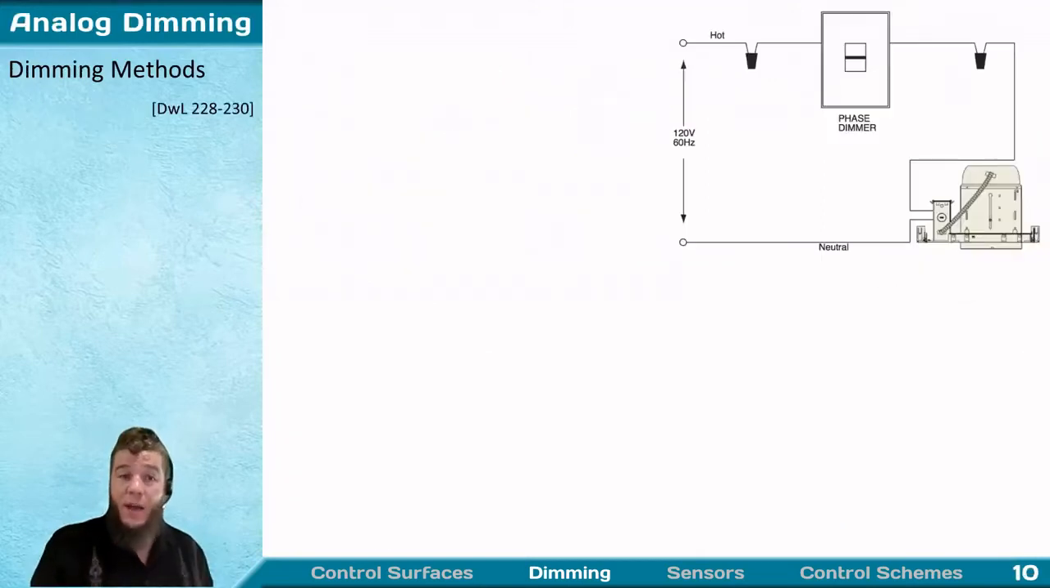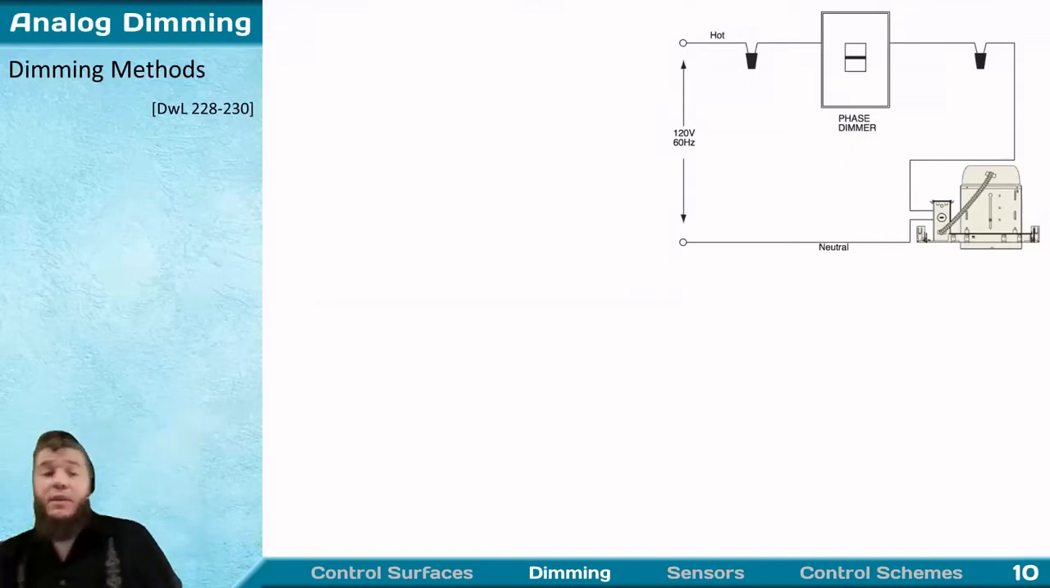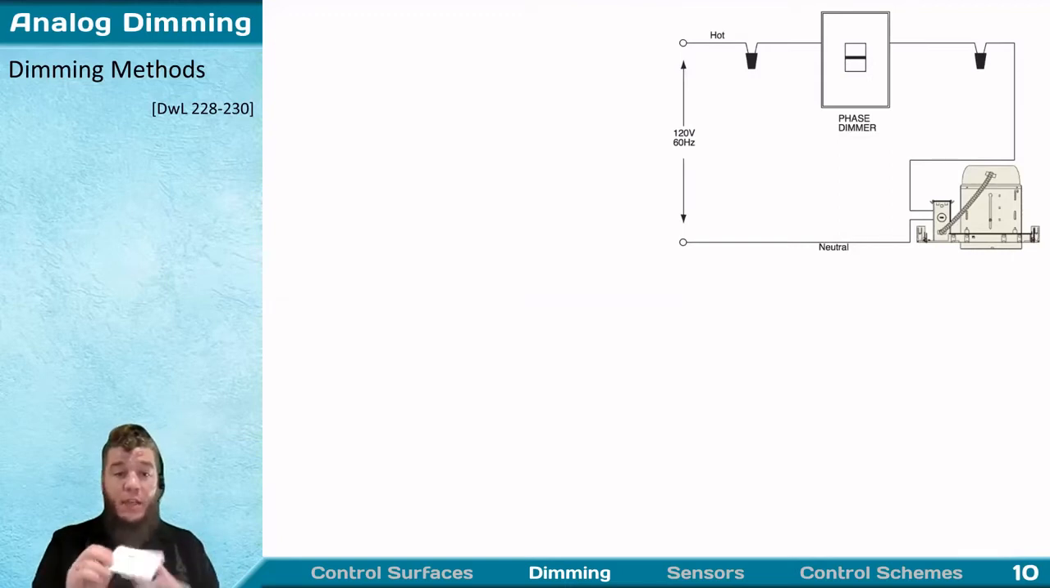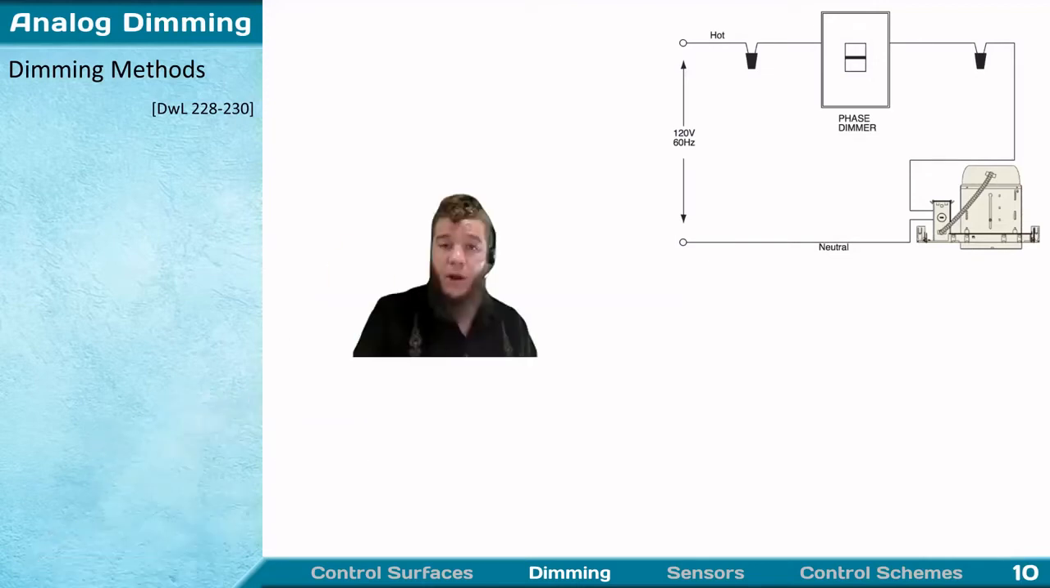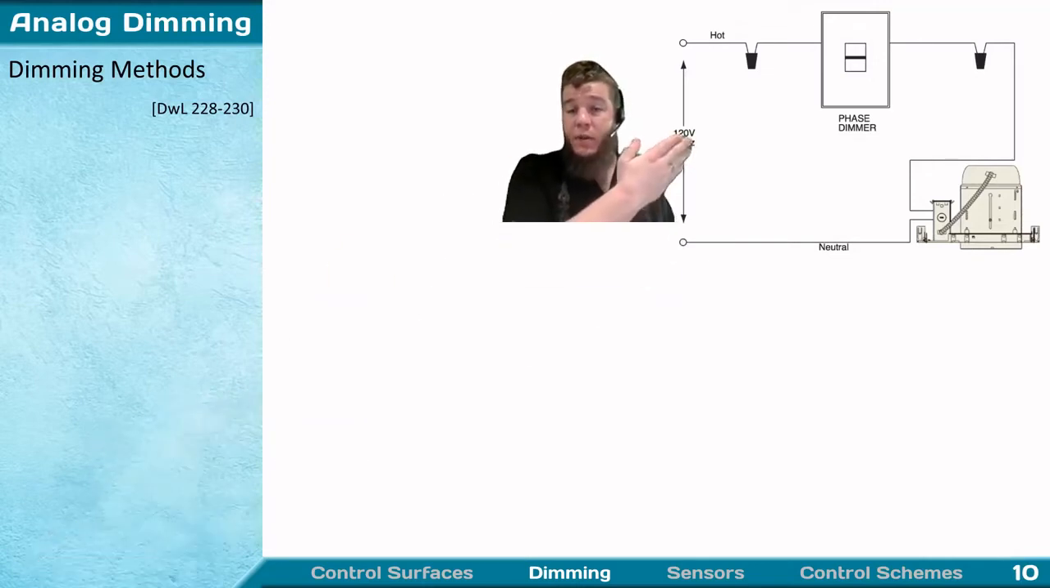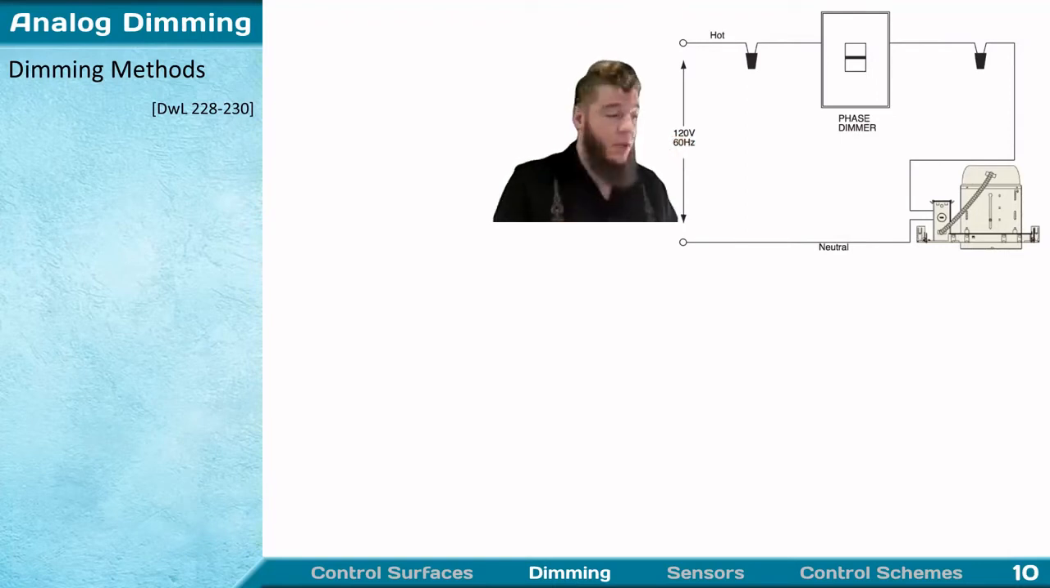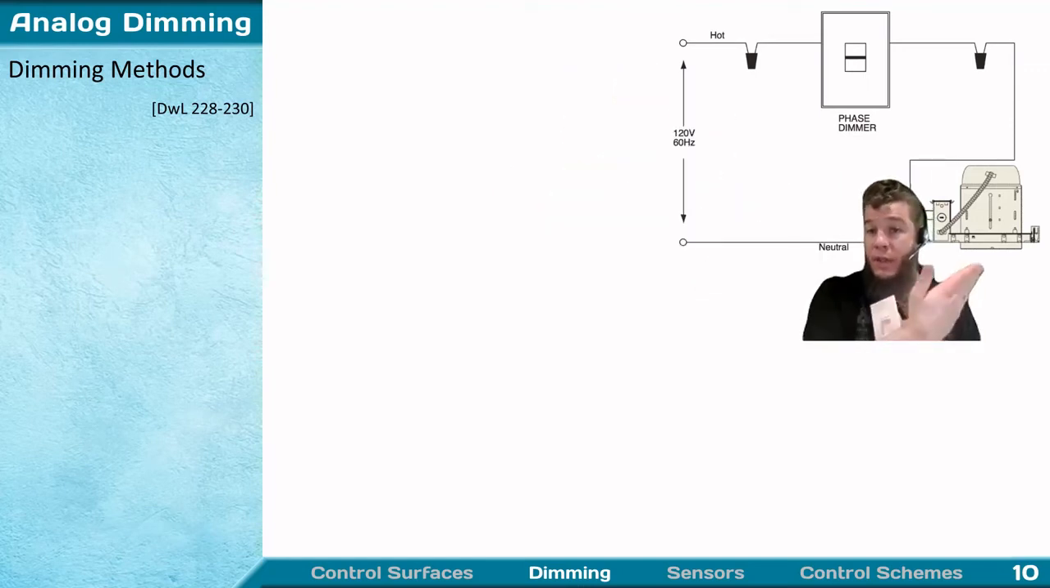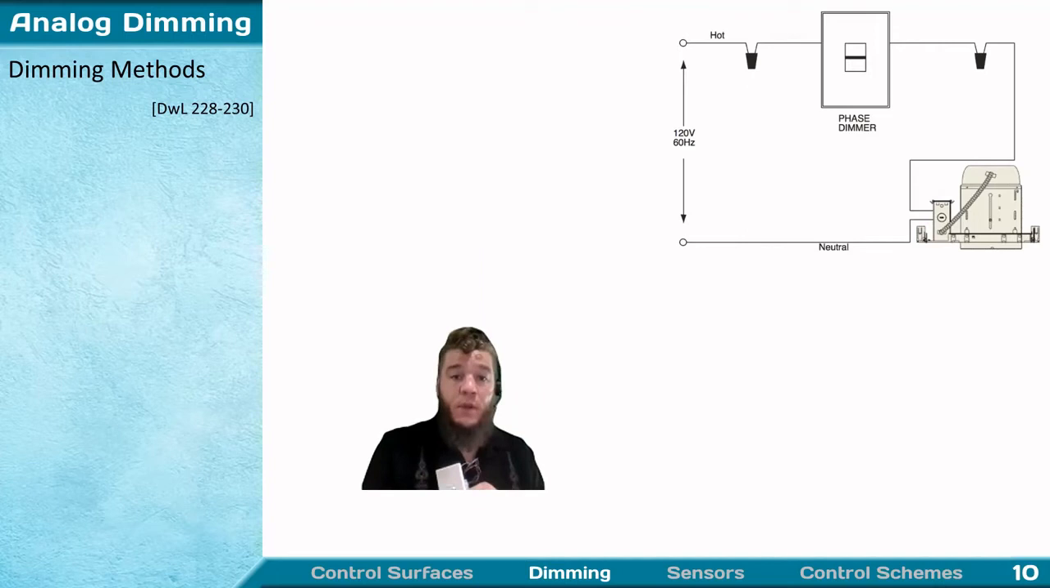Taking a look at some common analog dimming methods. These are common analog dimmers, like the one I'm holding here, right? The most basic thing, and all of these are going to be in line with your electrical system. So it's going to be stepping in the middle and changing the power supply to your light source. The most basic approach is simple resistive dimming.